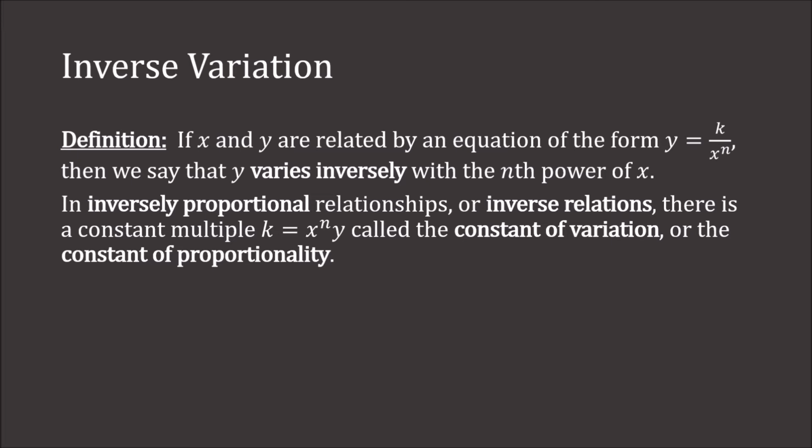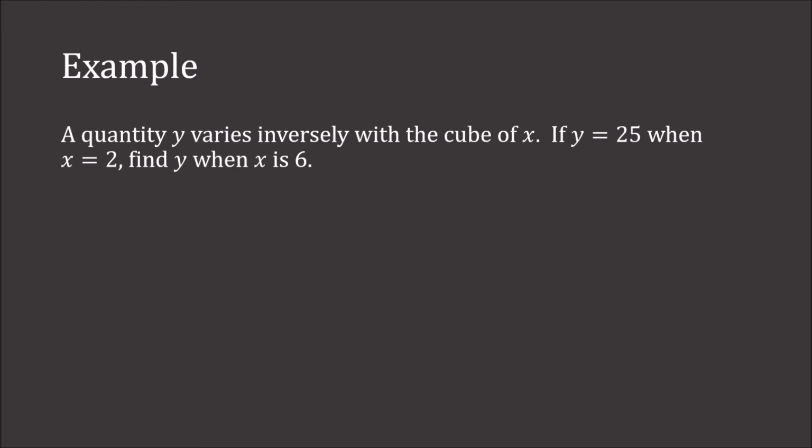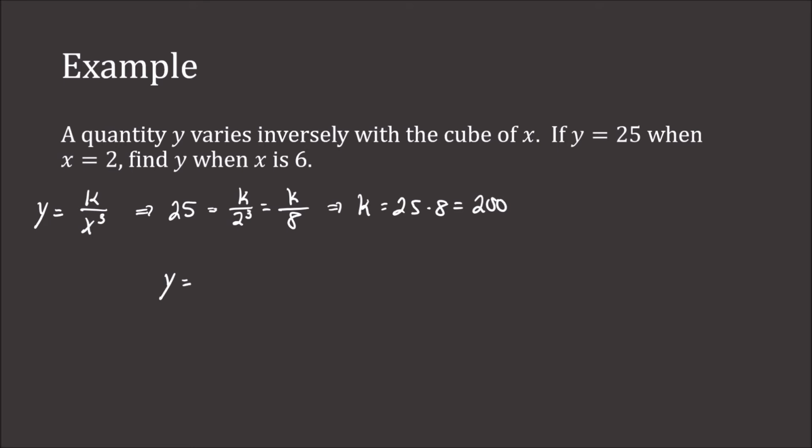So the same example as last time, except now it's going to be inverse variation. So a quantity y varies inversely with the cube of x. y is 25 when x is 2. Find y when x is 6. So y is equal to, this time, k over x cubed. So this means that 25 is equal to k over 2 cubed, which is just k over 8. So this means that k is 25 times 8, which is 200. So y is equal to 200 over x cubed.